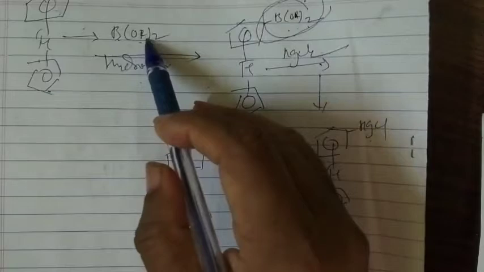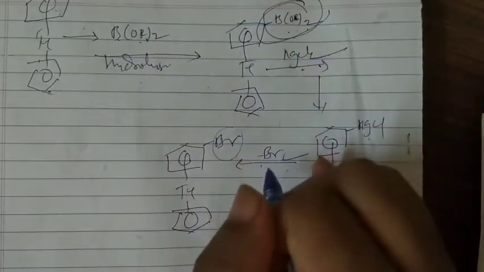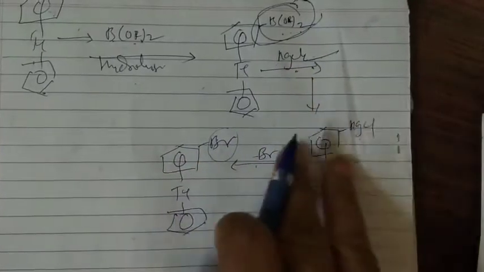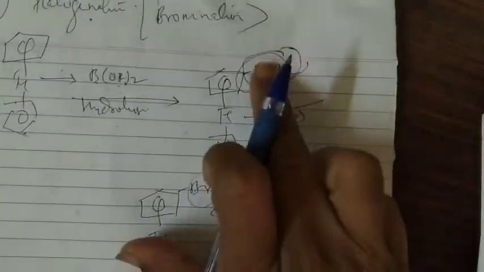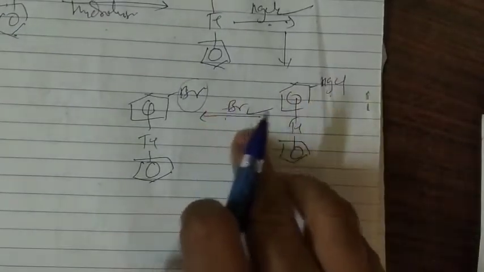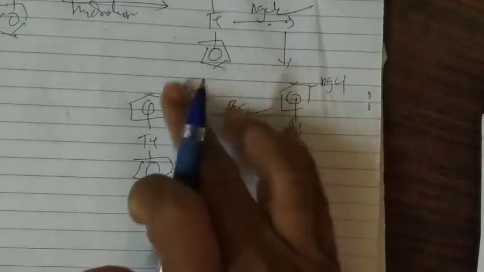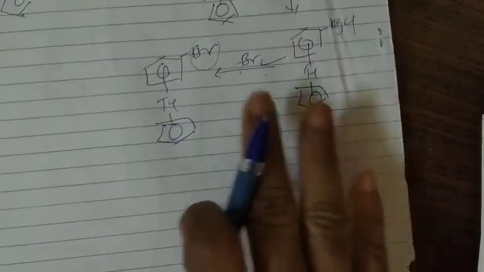So before that you have to treat with this, then with HgCl2. Mercury is a very good reducing agent, so this will easily be removed. It will substitute here, leaving this group out, and later when bromination is done, this is also a very good leaving group. It will go out, and bromine will substitute here. So this is the bromination.